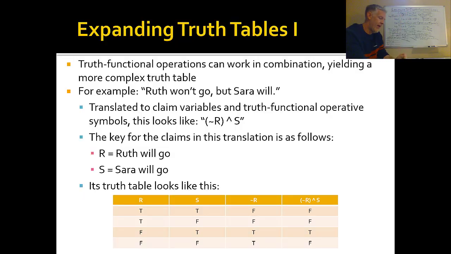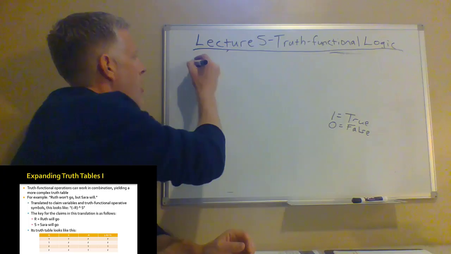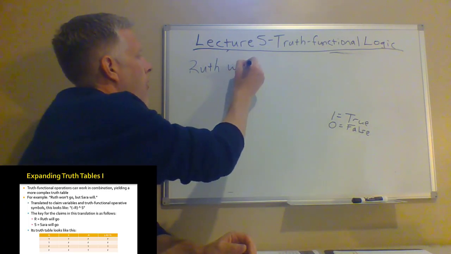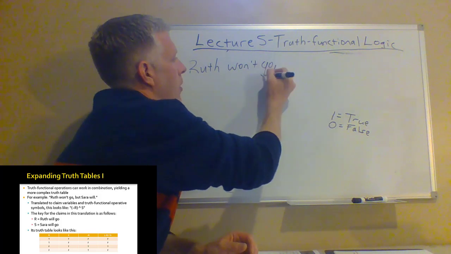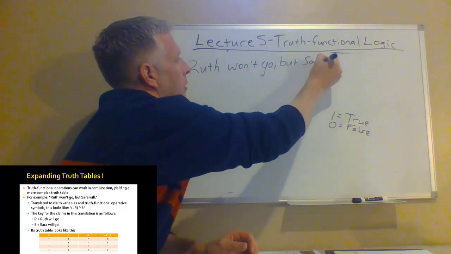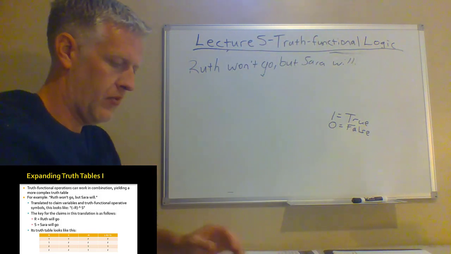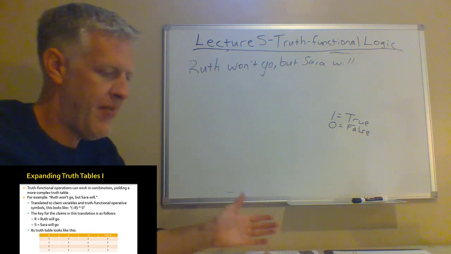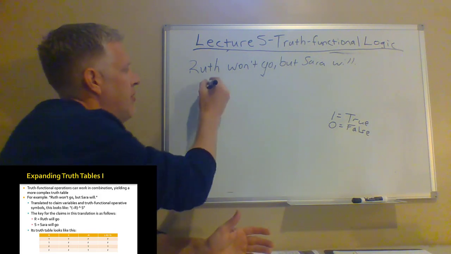So, as I mentioned at the top of slide 7, truth functional operations can work in combination, yielding a much more complex truth table. All right, let's go ahead and get rid of almost all this to give ourselves some more space here. Okay. So I'll give you an example. Ruth won't go, but Sarah will. Okay. So as I mentioned, how's that going to look? Something like this.